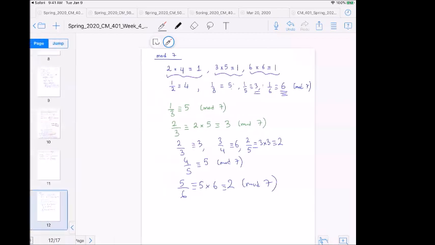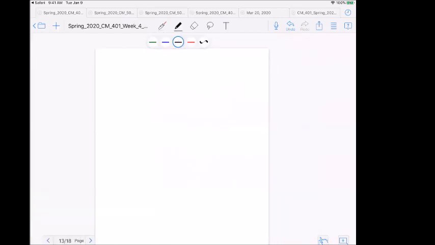For example, let's check. I'm going to check if there is a number 1 over 8 in mod 101. 101 is prime, so that's what we're going to use. First, you are going to find a multiple of 8 that exceeds 101. What is the first multiple of 8 that exceeds 101? That is 8 times 13, which is equal to 104, which is equivalent to 3 in mod 101.